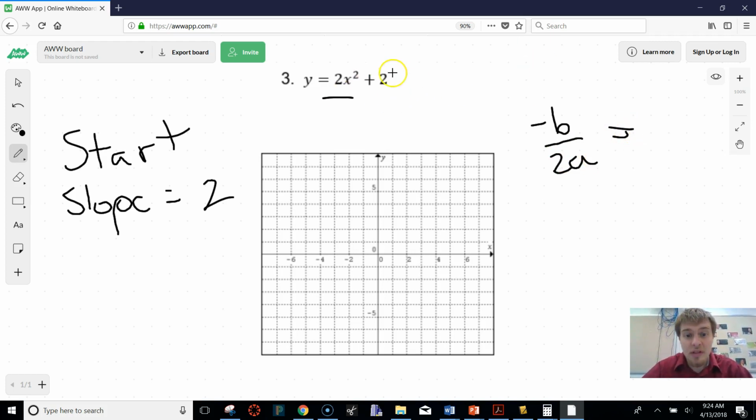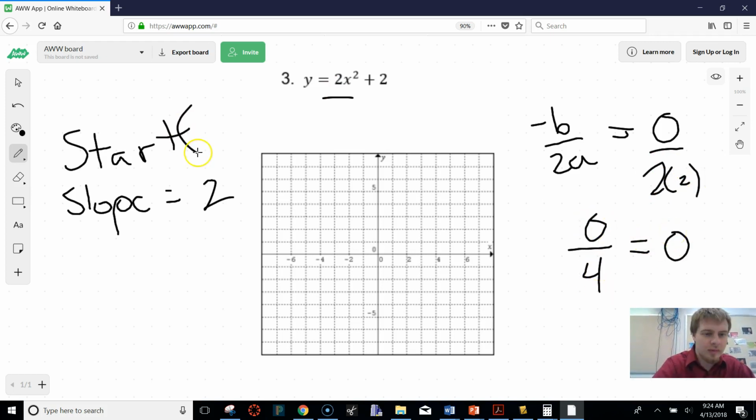My b value here is nothing because I don't have an x value, so my b value is 0. And then my a value is 2, so we're going to have 2 times 2. So 0 over 4, and that's equal to 0, so my x value is 0. And we find a y value by plugging this in again, which if you plug that in, you get 2 times 0 squared plus 2. And 0 squared is 0, and 2 times 0 is 0, so this is just going to end up being a 2.